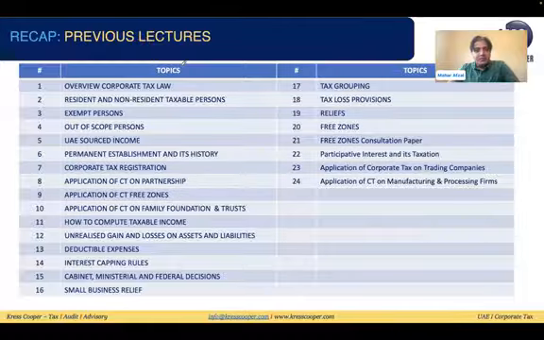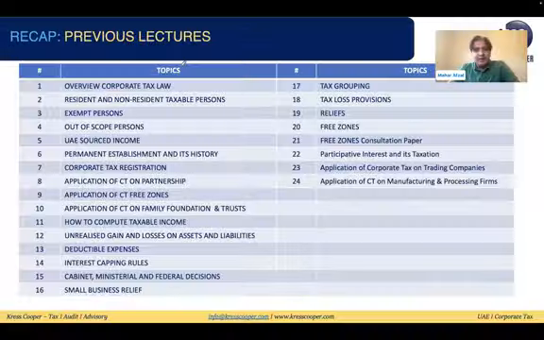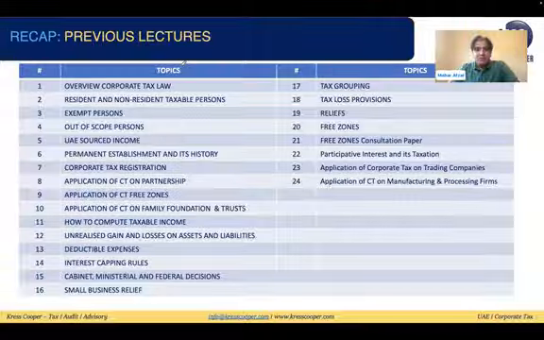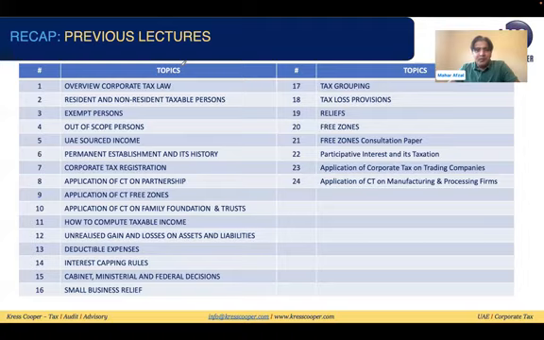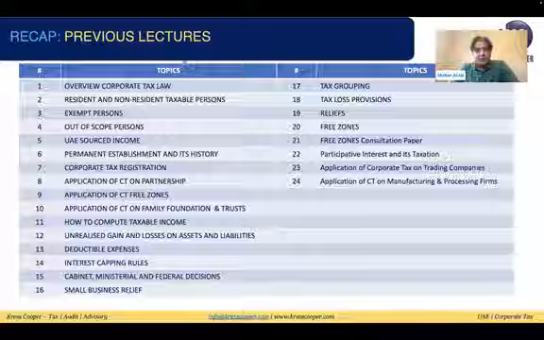We discussed exempt persons, out of scope persons, UAE source income, permanent establishment, application of corporate tax on the partnership, free zones, family foundations, how to compute the taxable income, deductible expenses, interest capping rules, small business relief. By the way, a very comprehensive guide has been introduced on the small business relief that we'll be discussing in our next webinar. We have already discussed tax grouping, tax loss provision, relief, free zone consultation paper, participative interest and its taxation, application of corporate tax on the trading companies, and applications of corporate tax on the manufacturing and processing companies.